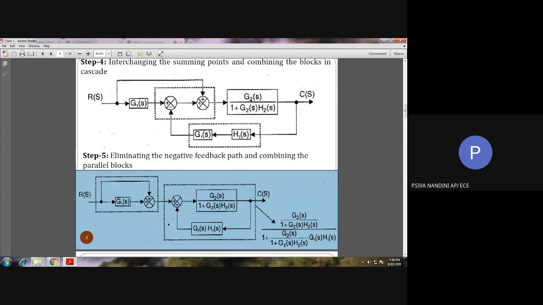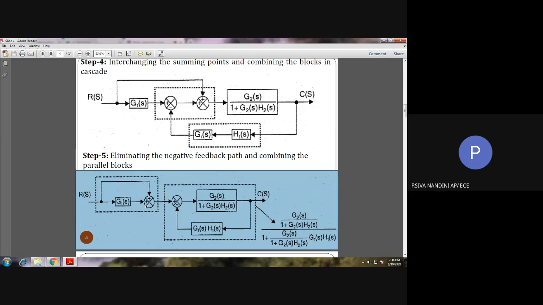See here, after doing all such corrections, we have obtained a parallel block. In this parallel block, one input is G1 of S given to the summing point with positive sign. Another input to the summing point is without a block. If we have a signal without a block, we can take it as 1. Here in this parallel path we have 1.